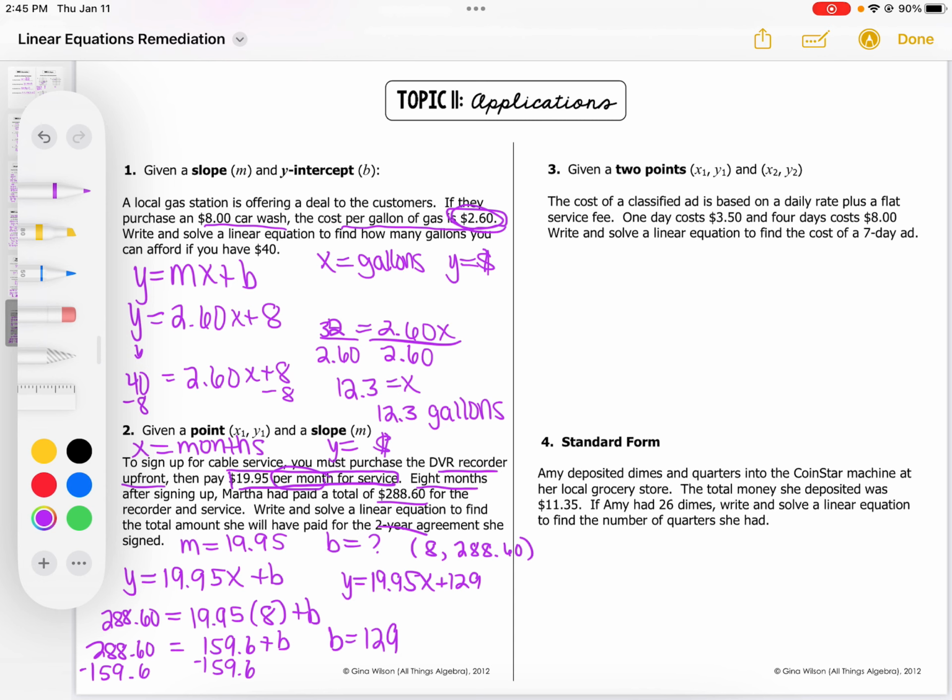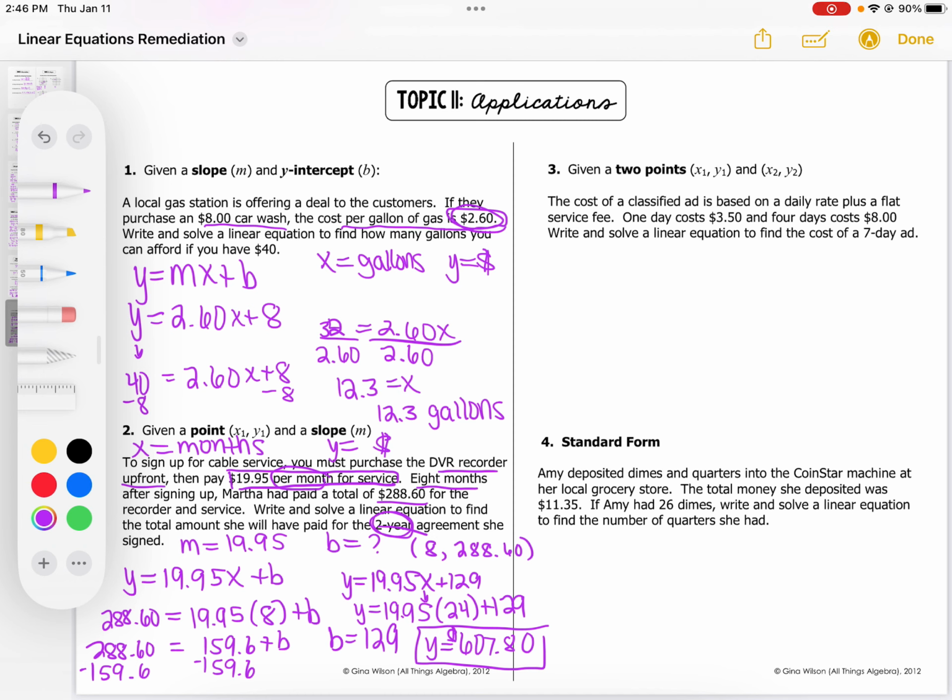So, knowing that, if we wanted to figure out how much it costs for 2 years, we're not going to put a 2 in for X because that would represent 2 months. We would have to convert 2 years to months, which every year there's 12 months. So 12 plus 12, 24. We would be replacing a 24 in for X and then solving it out. 19.95 times 24 plus 129. If I solve that all out, you get that it costs $607.80 for 2 years or 24 months.